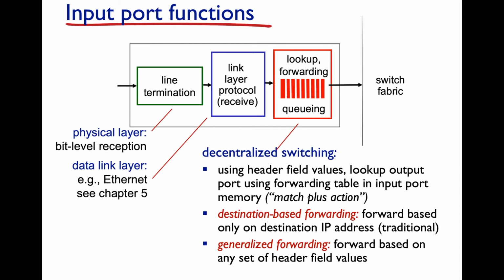Okay, and so this lookup happens in a number of ways. One's called destination-based forwarding, and this is forwarding based only on the destination address, the so-called Internet Protocol or IP address. And this is a traditional way of doing it. And then there's generalized forwarding. It's based on any set of header field values. Now, it's more typical to do destination-based forwarding, but certainly generalized forwarding is also very popular. It's more rare, not as common, but certainly it's very doable.